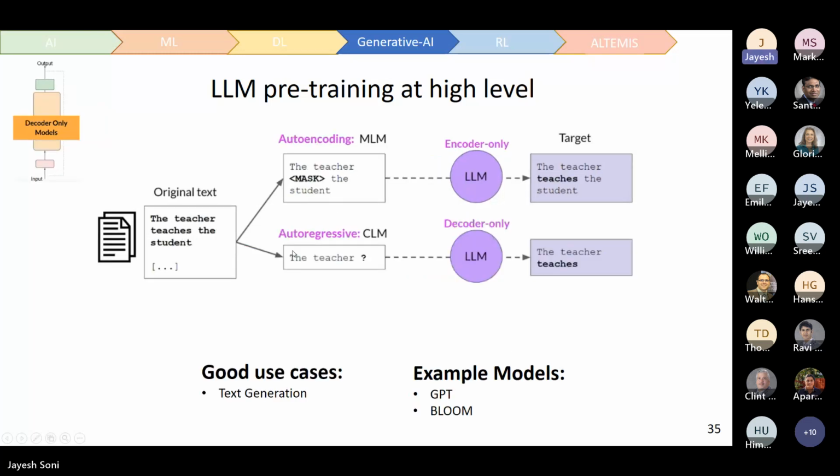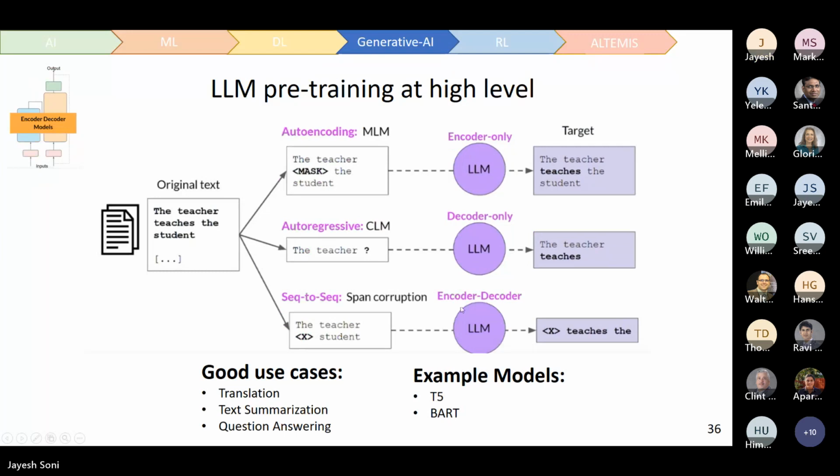Next one is autoregressive. It uses only the decoder part of the transformer. In that case, the model knows only the previous words. It doesn't have any information about the words that occur after the particular mask word, and the model is asked to predict the next token, the next word. This type of model is very useful in text generation. One of the popular applications in the current world is ChatGPT, and the base algorithm behind ChatGPT is nothing but GPT. There are other algorithms for text generation, such as Bloom.